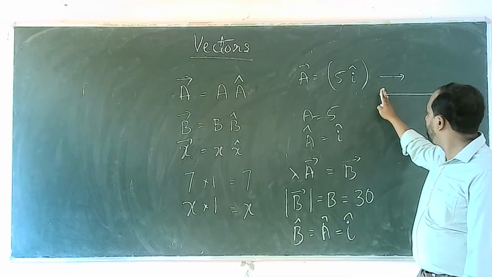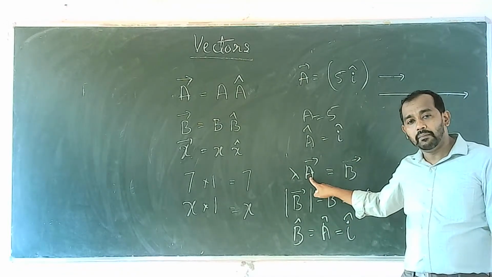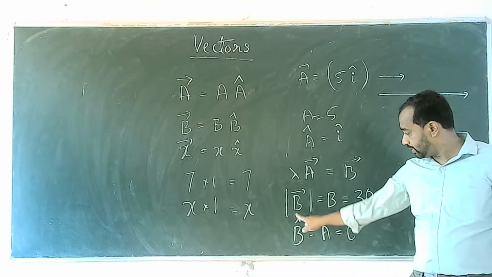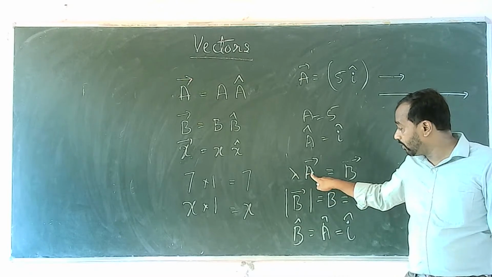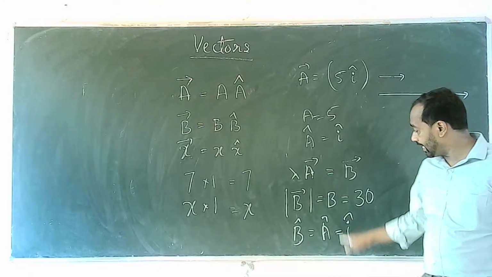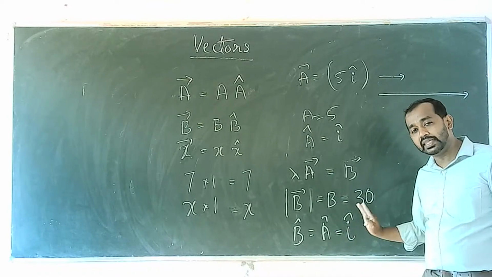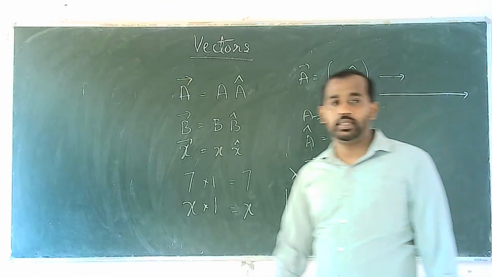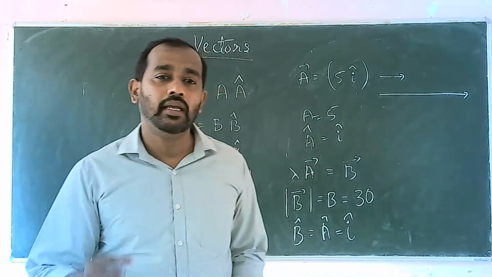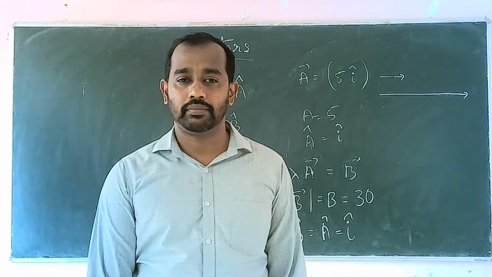So therefore, the resultant vector has a magnitude equal to lambda times the magnitude of the vector. But the direction of the resultant vector B remains the same as the direction of the original vector. So this is how we can multiply a vector with a real number.